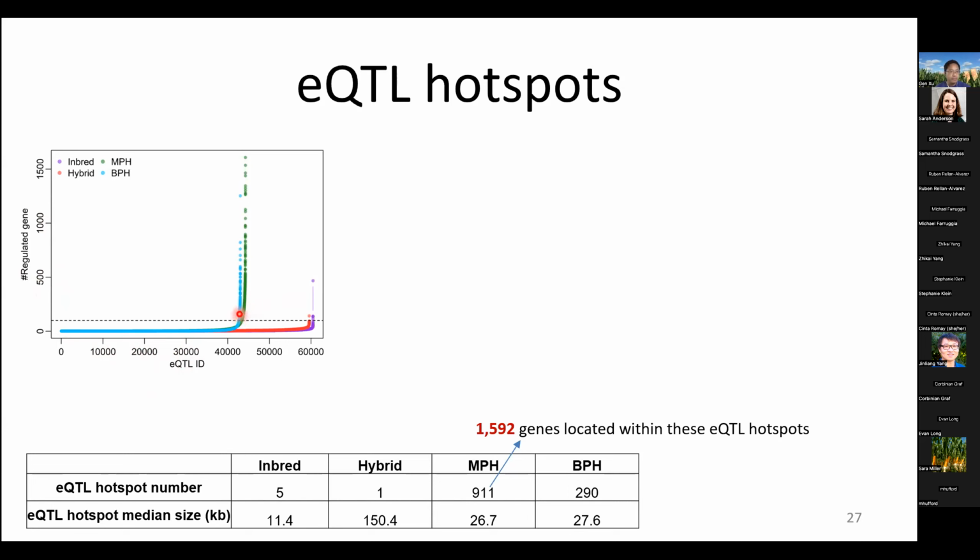We found a lot of eQTLs from MPH and BPH can regulate hundreds of genes. The threshold we used is 100, and if one eQTL can regulate more than 100 genes, we call it an eQTL hotspot. So finally, we found about 900 eQTL hotspots for MPH, and for gene expression BPH, we found 290 eQTL hotspots.